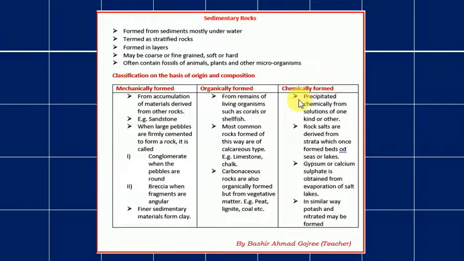Then there are chemically formed sedimentary rocks. These are precipitated chemically from solutions of one kind or other. Rock salts are derived from strata which once formed beds of seas or lakes. Gypsum or calcium sulfate is obtained from evaporation of salt lakes. In a similar way, potash and nitrate may be formed.